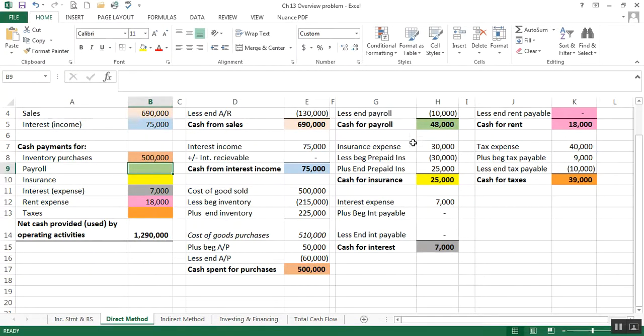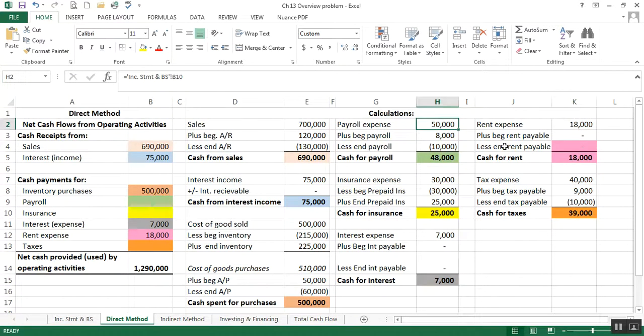Now let's look at our payroll. That's an expense, so we're going to add our beginning, subtract our ending. So let's think about this. At the beginning of the year, for the year, we have $50,000 in expense.